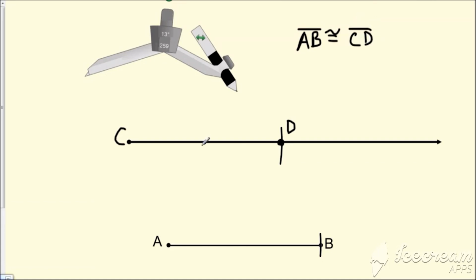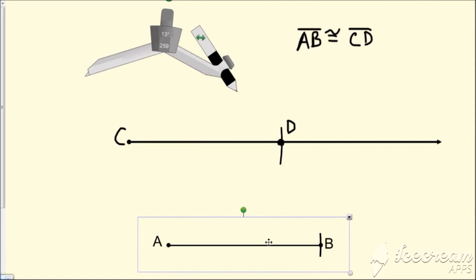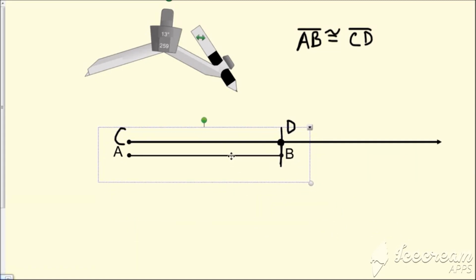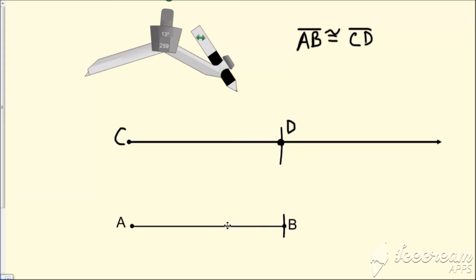And just to verify, because you would not be able to do this on paper, we could click and drag the original line segment and note that these two line segments line up directly. So you notice how line segment AB rests completely on top of line segment CD. Therefore, that's another way we could verify that this construction did work.